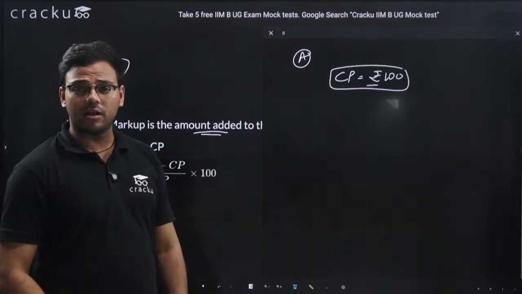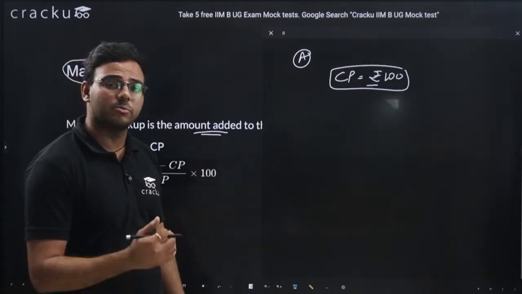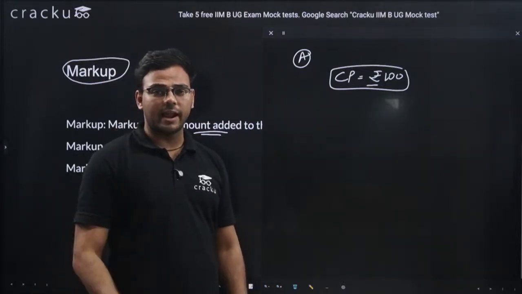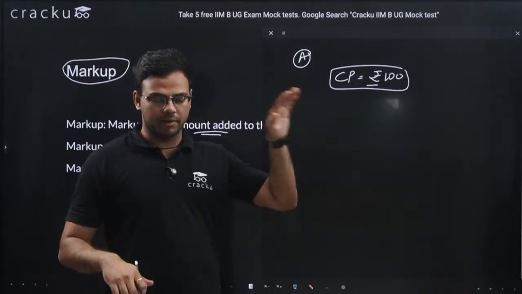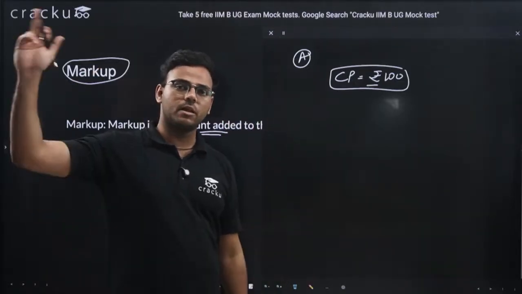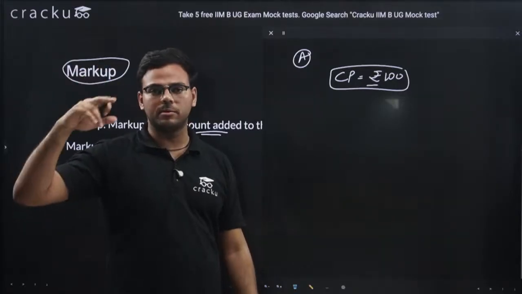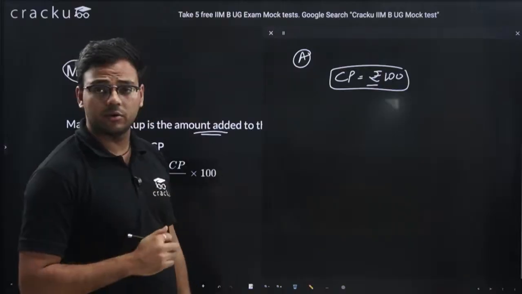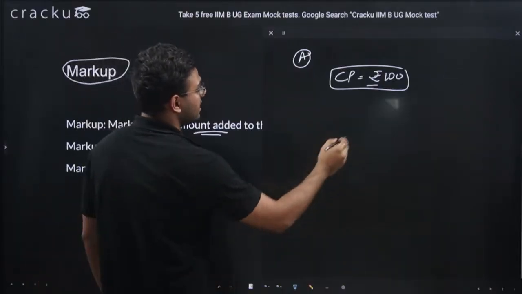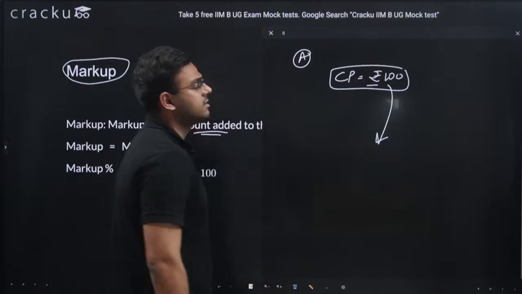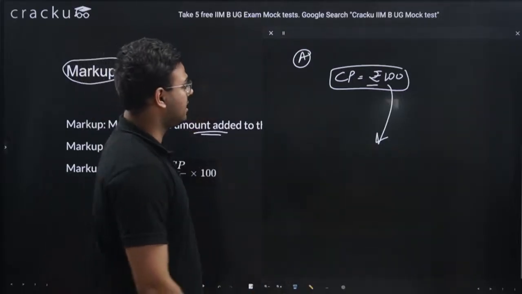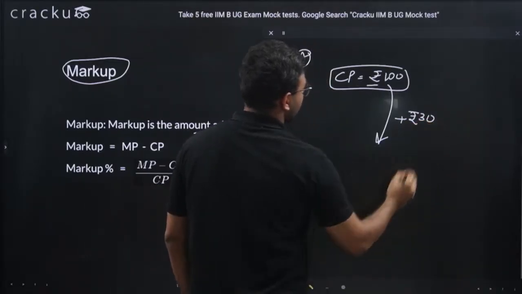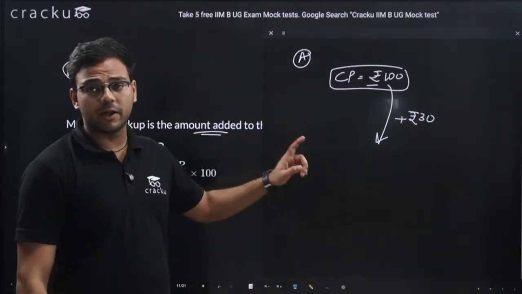But there are certain costs which are not included in this. Let's say the transportation cost or the logistic cost. You have to transport this item from an industry to some shops which will sell this item. So there will be some transportation cost which is not included in this. So what they'll do is increase the cost price of the item. Let's say the cost price of the item is increased by rupees 30.